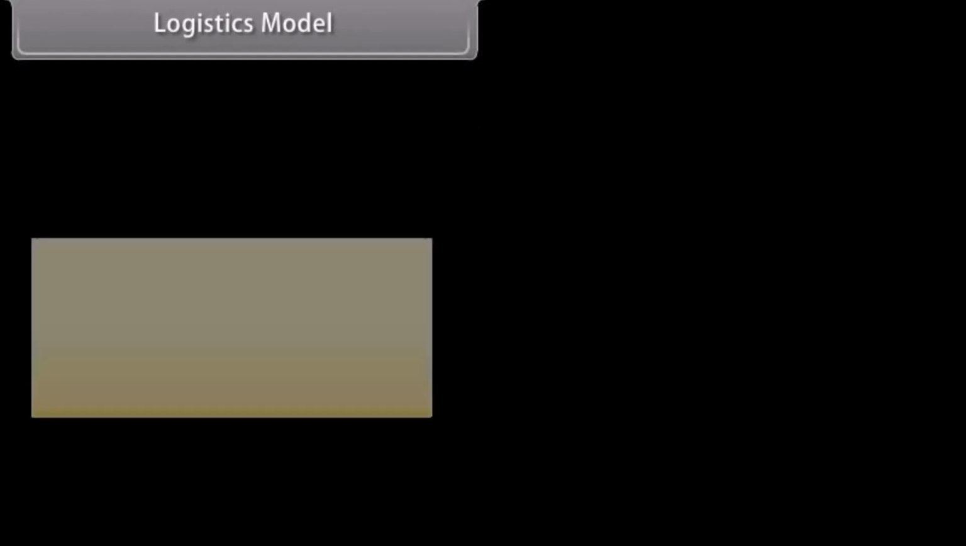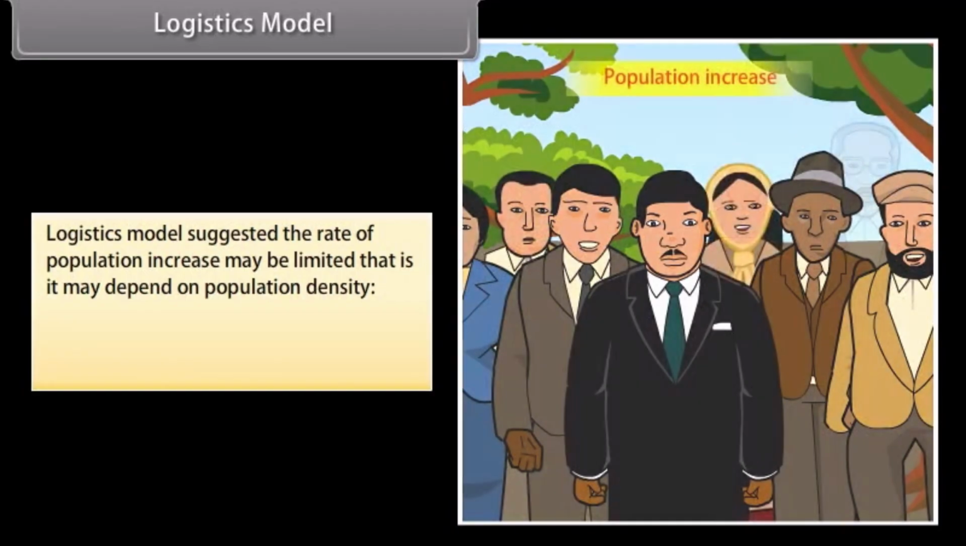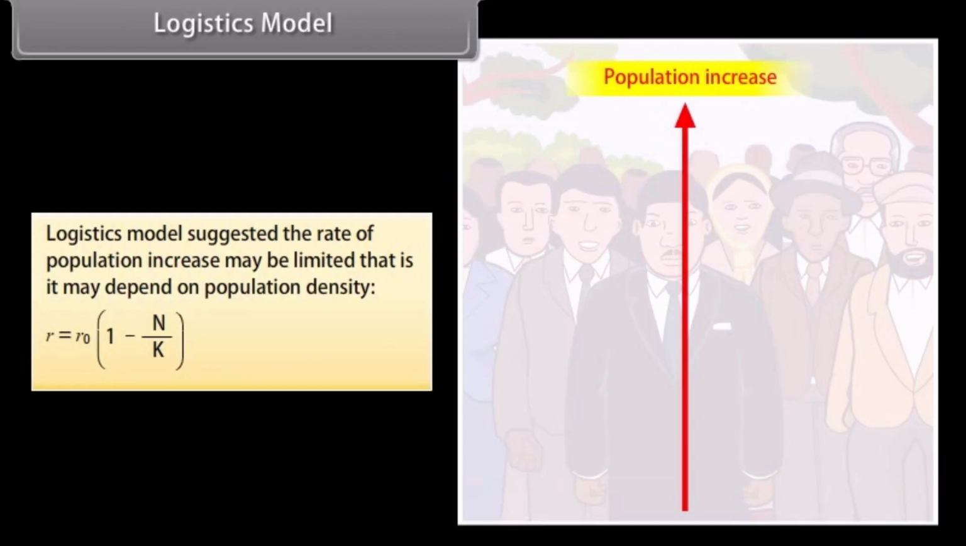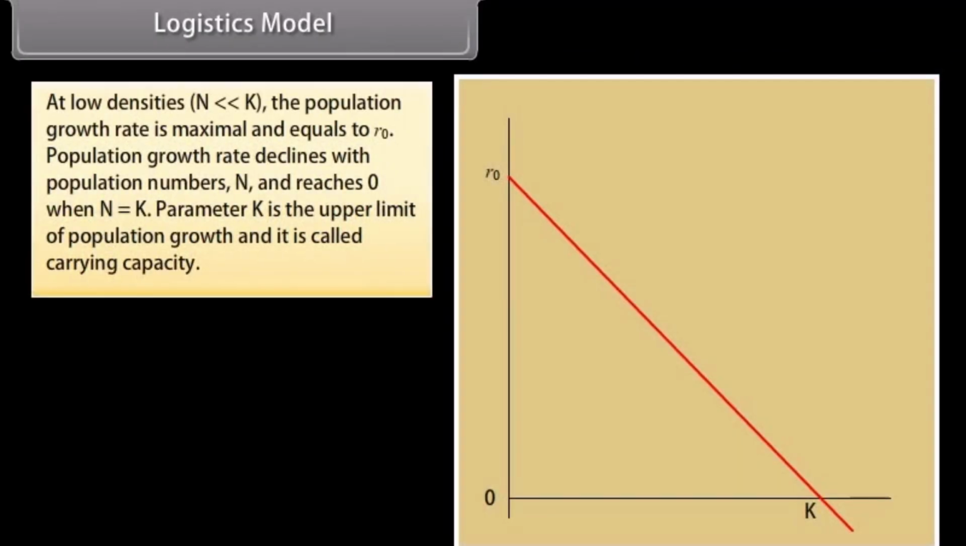Logistic model. The logistic model suggests the rate of population increase may be limited, that is, it may depend on population density. R equals R0 into 1 minus N by K. At low densities, that is, N much less than K, the population growth rate is maximum and equals R0. Population growth rate declines with population numbers N and reaches 0 when N equals K. Parameter K is the upper limit of population growth and it is called carrying capacity.